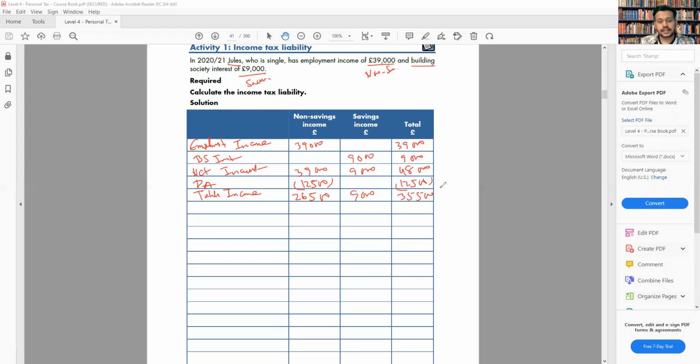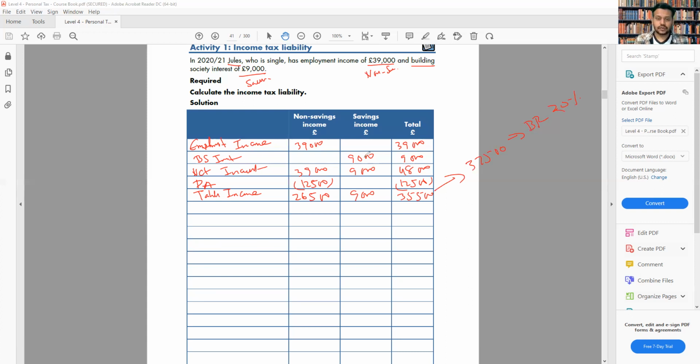Now we have to calculate the tax. How are we going to calculate the tax? Now we can see the total taxable income is 35,500, and this is less than 37,500, isn't it? Because 37,500 is the threshold. So if it is 37,500 or less, then it's a basic rate taxpayer. He's a basic rate taxpayer, and we know the tax rate is 20%.